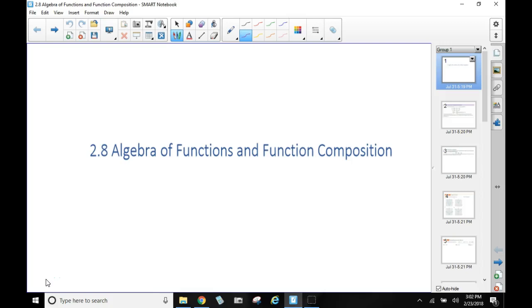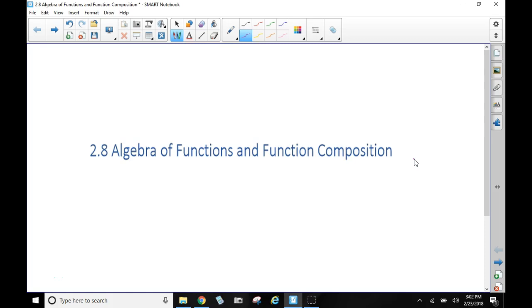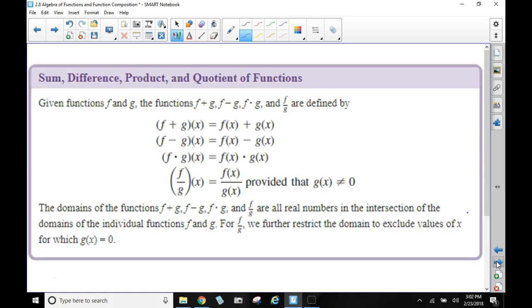In section 2.8, we will be discussing the algebra of functions, also known as operation on functions and function composition. First of all, you need to take note of what these types of notations mean for the four different operations on functions: the addition of functions, the subtraction of functions, the multiplication and division of functions.